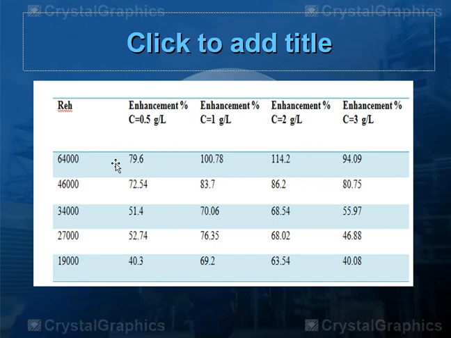In this table, we found the enhancement percent for various concentrations and Reynolds numbers. We found the optimum condition is 2 gram per liter at 64,000 hot Reynolds number, about 114.2%, and at further concentration it is reduced to 94.09%, as we see, by fouling effects.